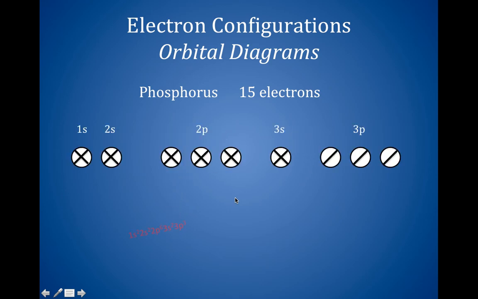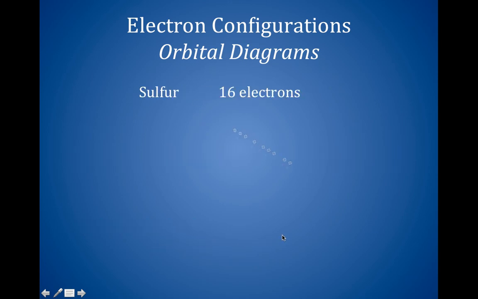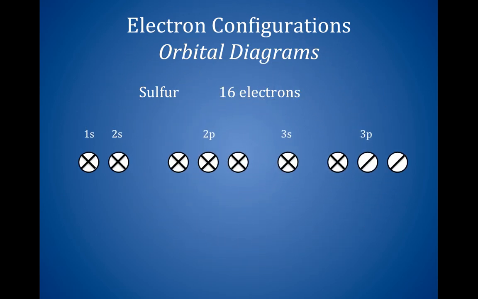The pattern continues. There's phosphorus, and it has 3 unpaired electrons in the 3p subshell. And there's its configuration, 1s2, 2s2, 2p6, 3s2, 3p3. The fun never stops. Now with sulfur, we're forced to pair off one of the electrons in the 3p subshell. And so we end up with 1s2, 2s2, 2p6, 3s2, 3p4, 1, 2, 3, 4. So each slash represents an electron.